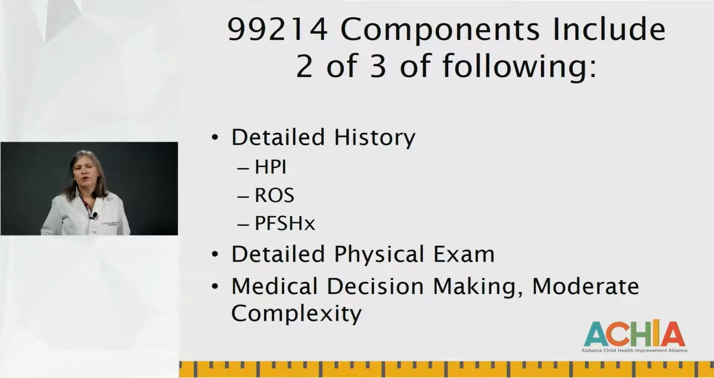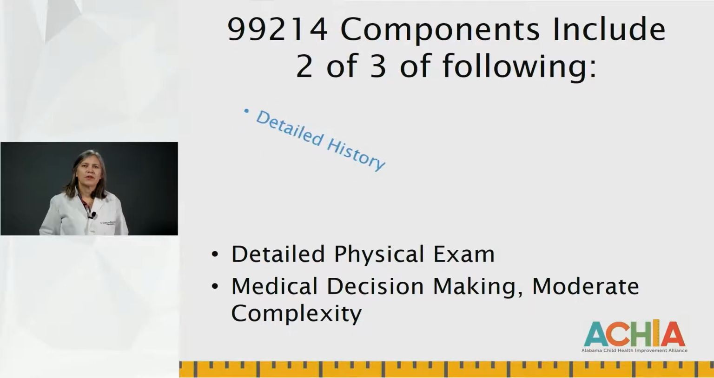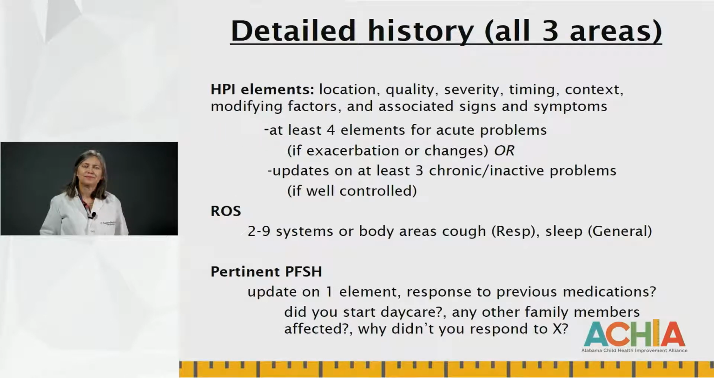And then what I'm going to focus on is a level 4 established patient visit, because many of our asthma visits do end up fitting this criteria. And for this, you're going to need 2 or 3 of a detailed history, a detailed physical exam, and your medical decision making needs to be of moderate complexity. So let's start with that detailed history.